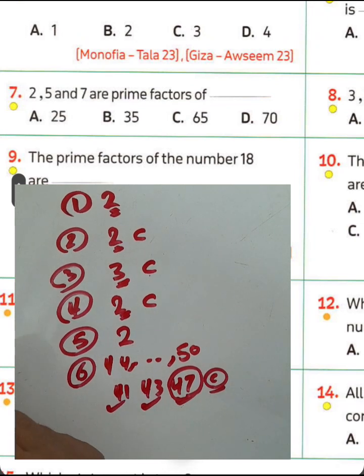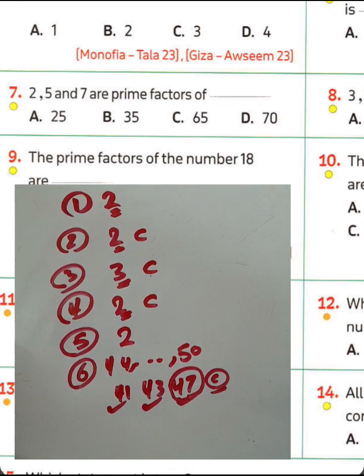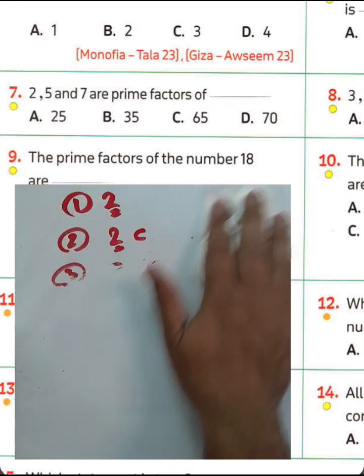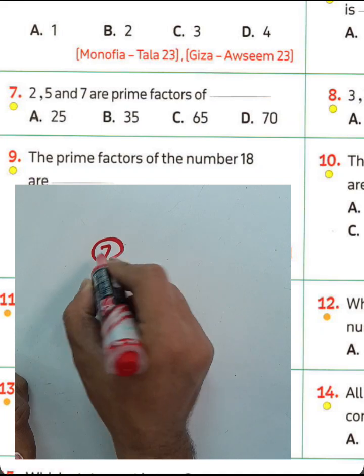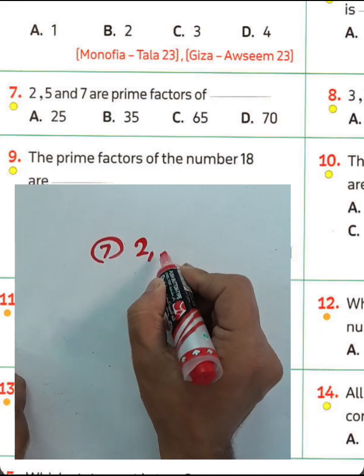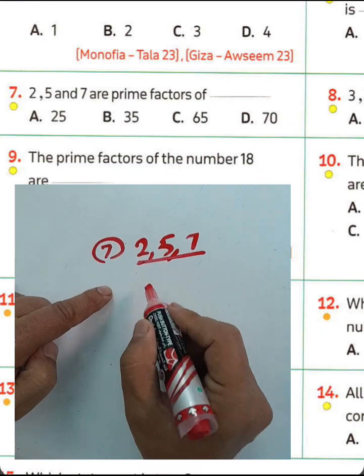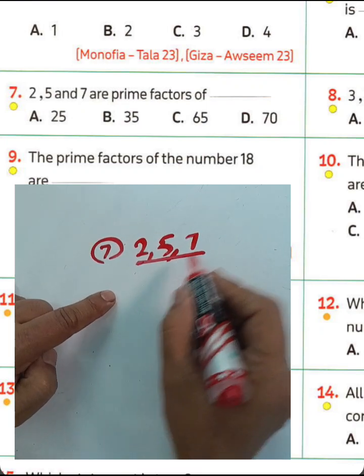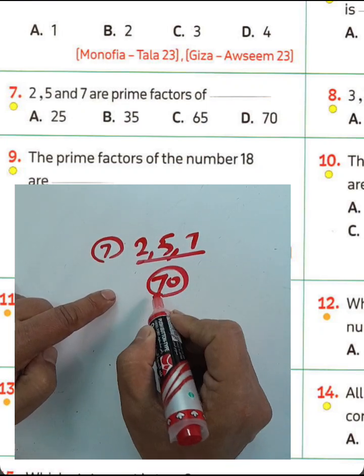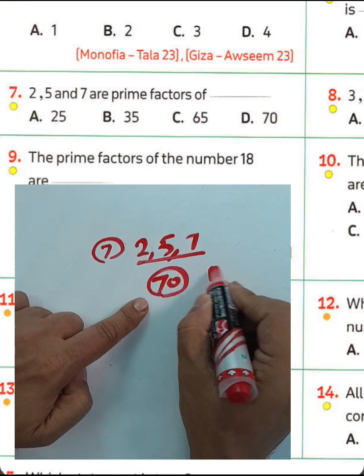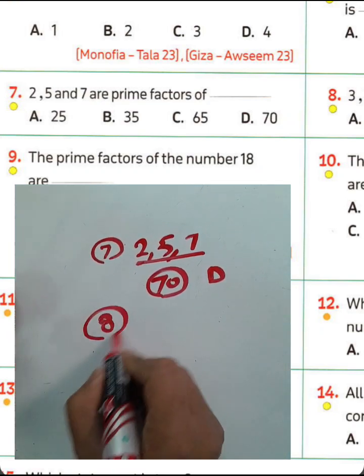2, 5, and 7 are prime factors of what? Multiplication. To find the number, you must find the product of the prime factors 2, 5, and 7. 2 times 5 equals 10. 10 times 7 equals 70. So the number here will be 70. Choose letter D for question 7.